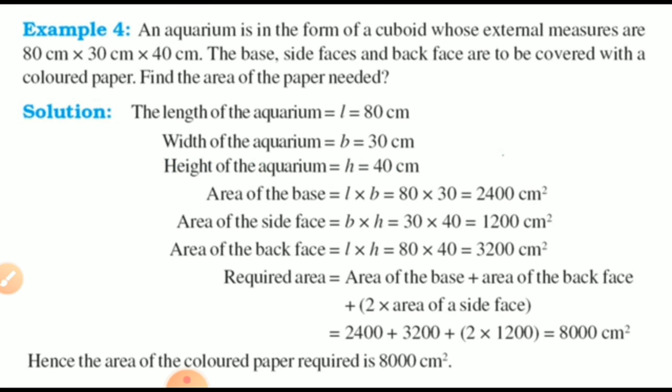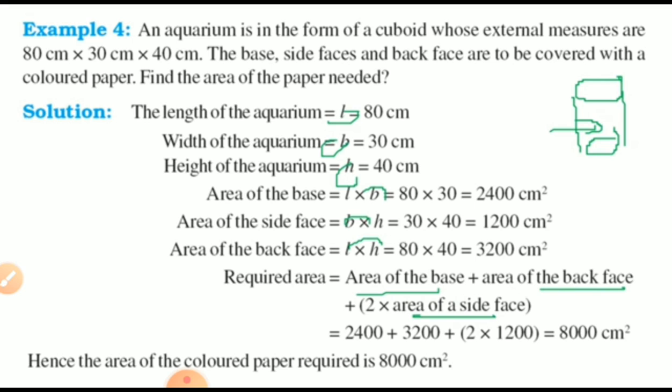Now example number 4. An aquarium is in the form of a cuboid whose external measures are 80 cm, 30 cm, 40 cm. The base, side faces and back face are to be covered with colored paper. Find the area of the paper needed. The length of the aquarium is 80 cm, width is 30 cm, height is 40 cm. Area of the base we can find, L into B, that is 2400 cm square. Area of the side, B into H, that is 1200, and area of the back face is 80 into 40, that is 3200 cm square.